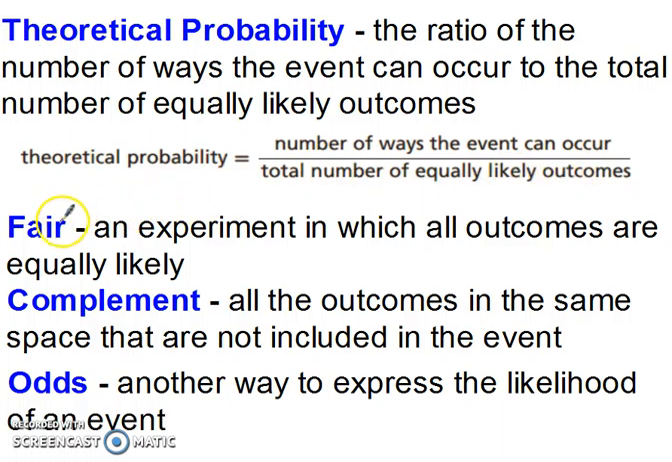Something that is fair is an experiment in which all outcomes are equally likely. The complement is all the outcomes in the sample space that are not included in the event. And odds, another way to express the likelihood of an event.